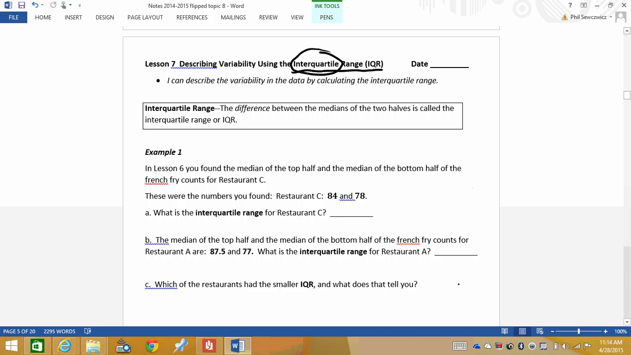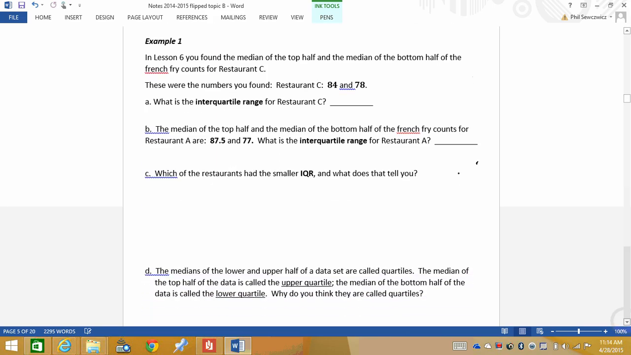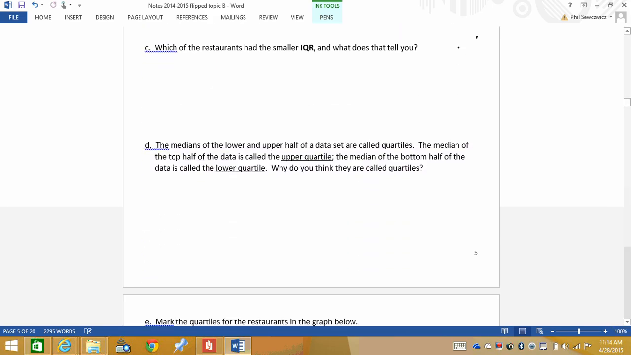The difference between the medians of the two halves is called the interquartile range, or IQR. All right, so that doesn't tell us much. So what we're going to do here is jump all the way down to the bottom of the page and show you what's going on with it. It's letter D. The previous questions above it, we don't need them right now.